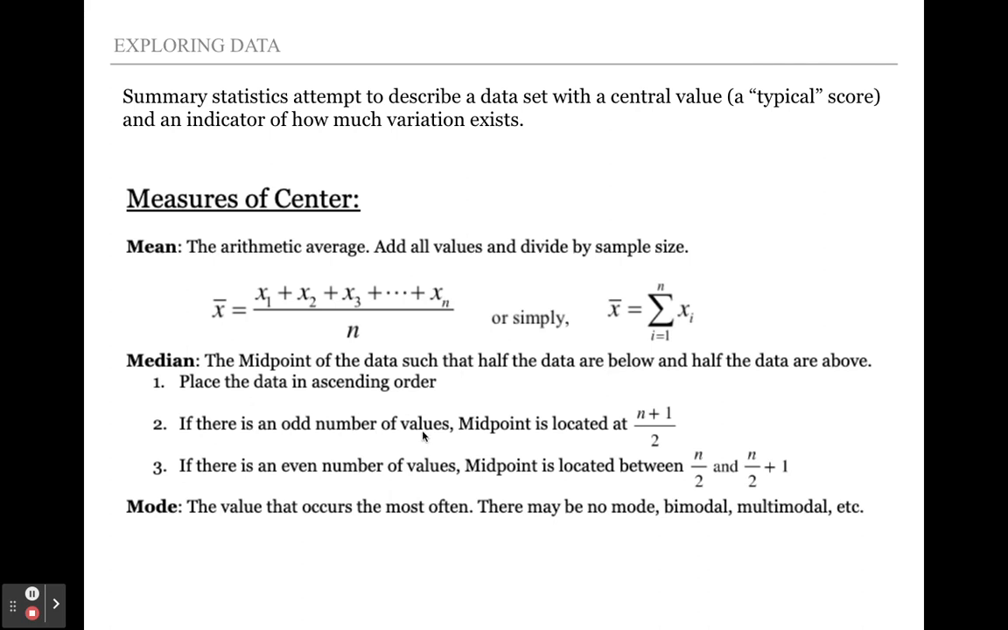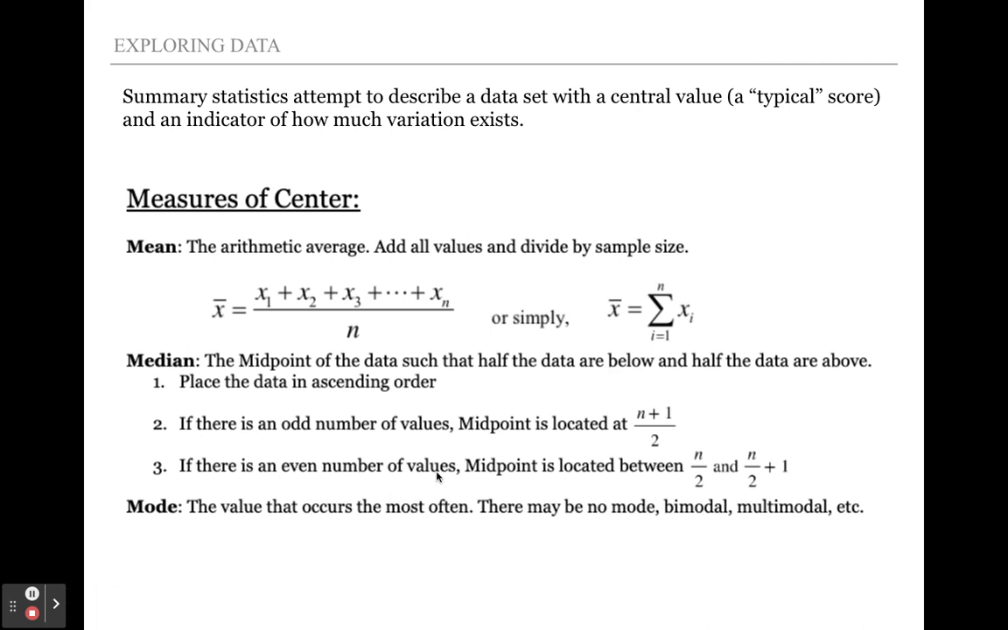If there's an odd number of numbers, there's a middle. Think about 5 people standing in front of the room. The third person is right in the middle because there's 2 people to the left and 2 people to the right. Okay, so if there's an odd number of numbers, n plus 1 divided by 2 will find you the location of the median. All right, so if you have 5 people, 5 plus 1 is 6, divided by 2 is 3. The third person or the third data value would be the median.